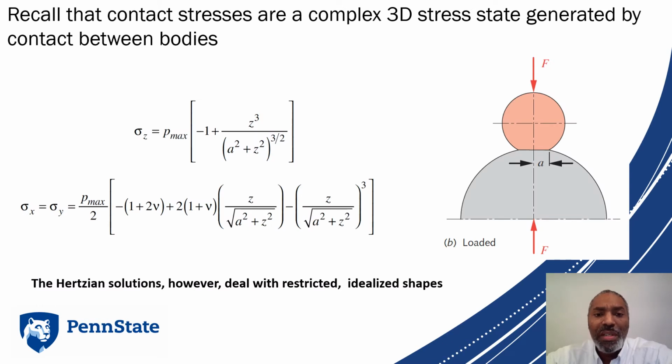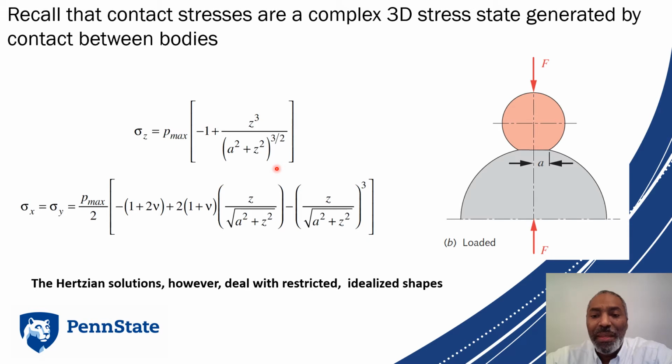So if you recall, the contact stresses are this complex 3D stress state generated by contact between two bodies. Here we're showing the Hertzian stresses for rolling no slip contact. We have sigma z, sigma x, and sigma y. So we only have our principals. Since there's no slip, there's no shear. These things vary with depth. They're maximized at z equals 0 because these terms here and here go away.